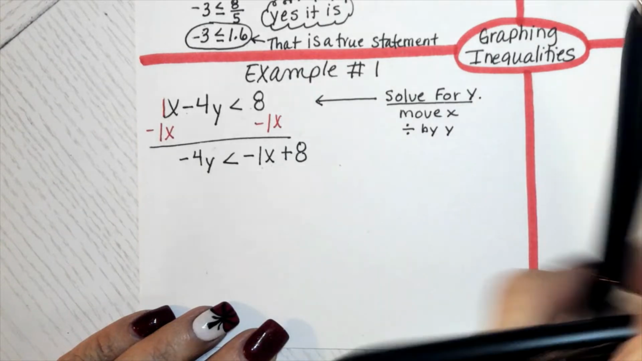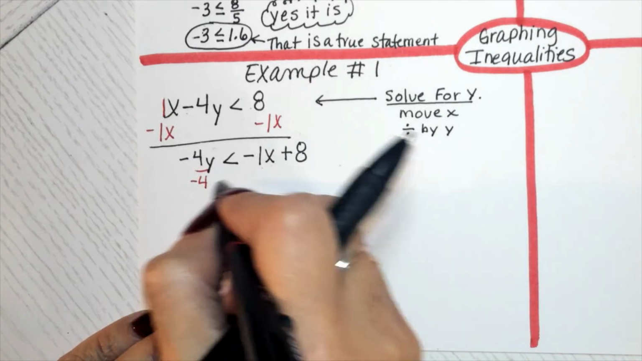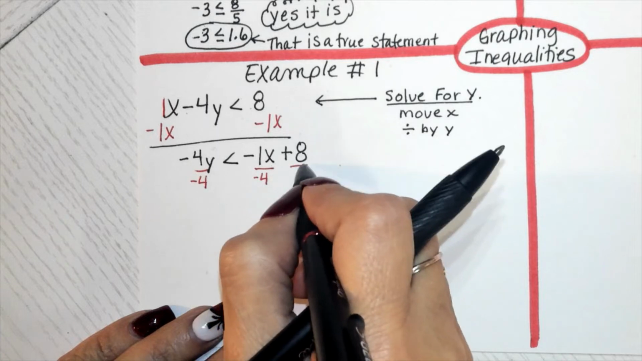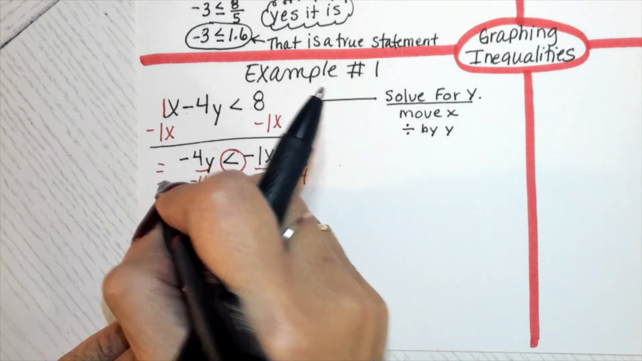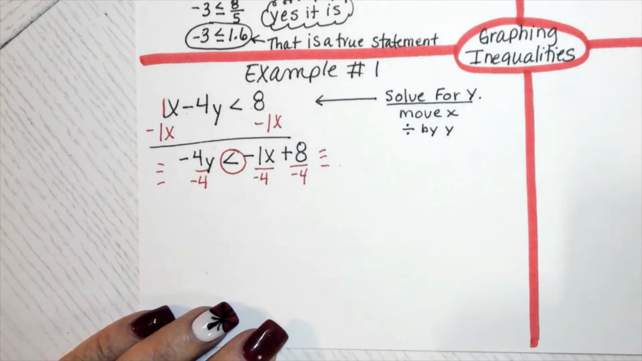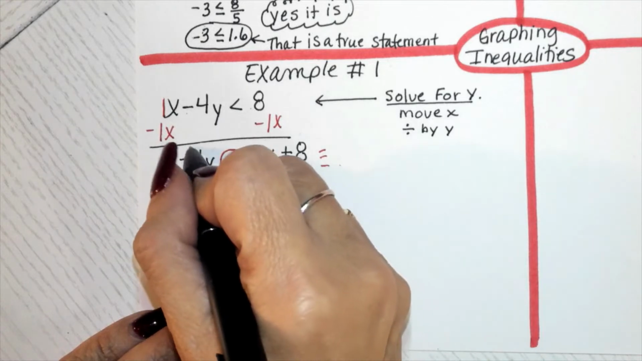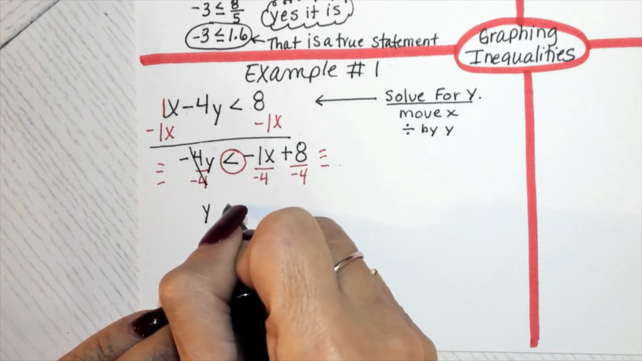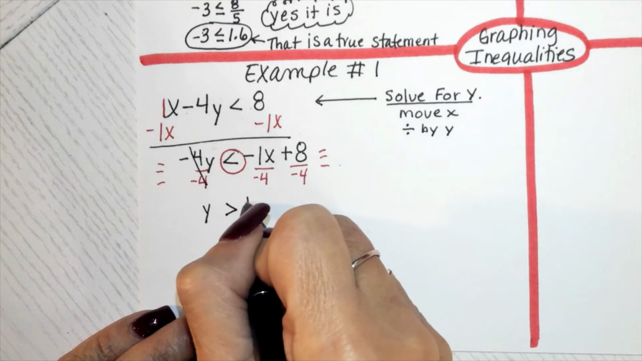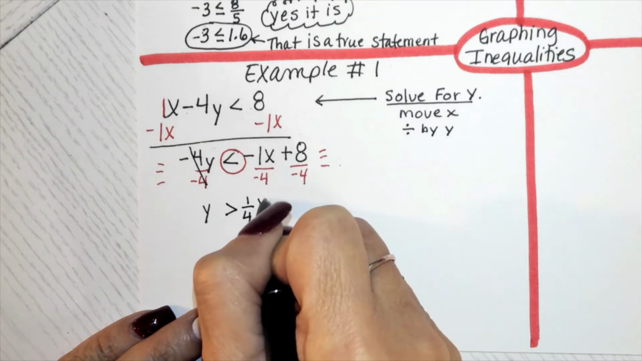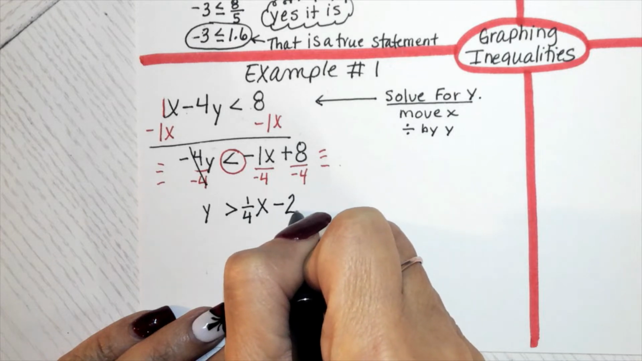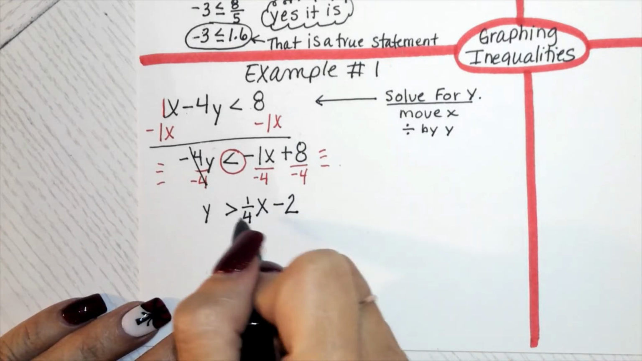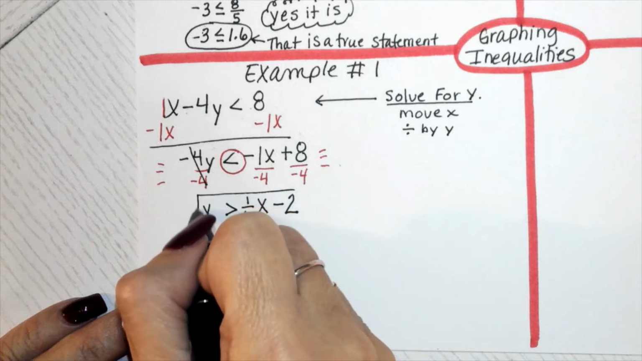Now we need to divide by the y. So the y is a negative 4. I'm dividing by a negative. If I divide by a negative, I have to remember inequalities get super excited about that, and we have to flip the sign. So that becomes 1, and that's y. Flip the sign, and it's 1 over 4x. 8 divided by negative 4 will be negative 2. Okay, so now I've got my equation. I'm going to go ahead and draw a box around it.